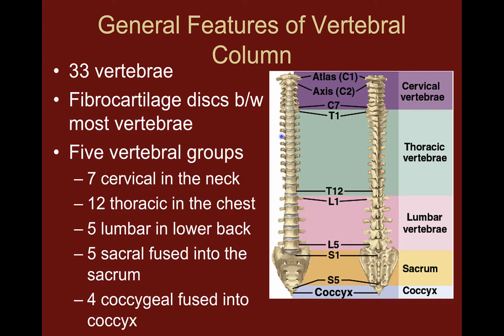If you haven't started that yet, please make sure you start carving out some time for that. Now there's 5 vertebral groups. You can see up here in purple, we have 7 cervical vertebrae. In the thoracic region, we have 12 thoracic vertebrae. We have 5 lumbar vertebrae, 5 sacral vertebrae that end up becoming fused as we get older, and the same is true of the coccyx or the coccygeal vertebrae, but here we have 4 that fuse as we get older.